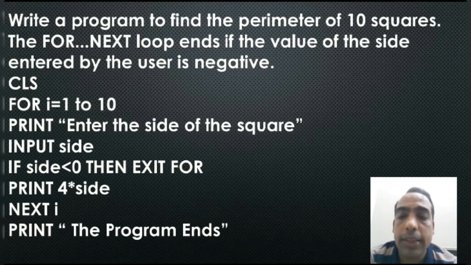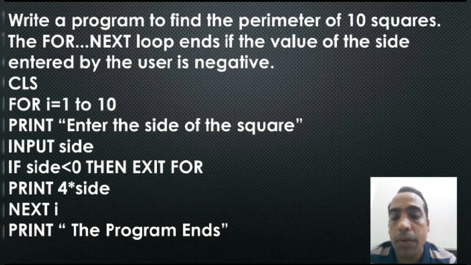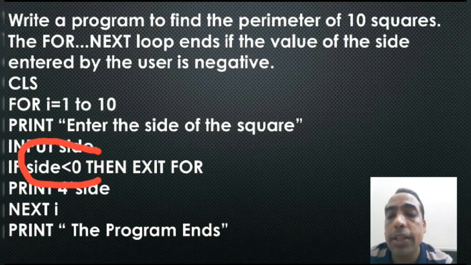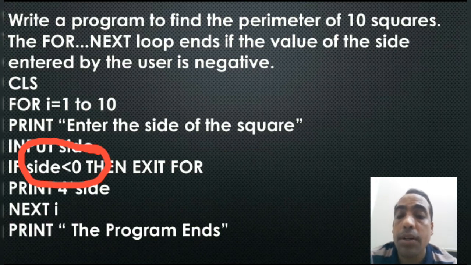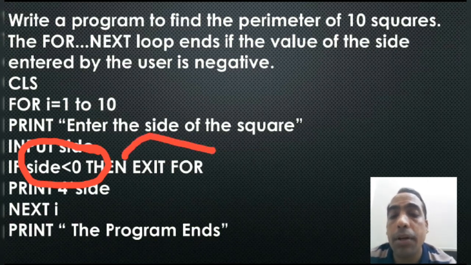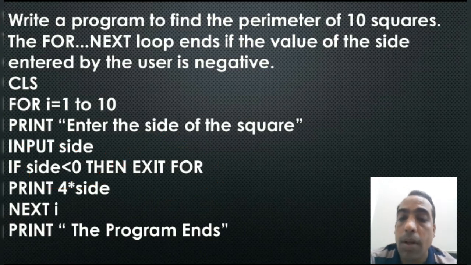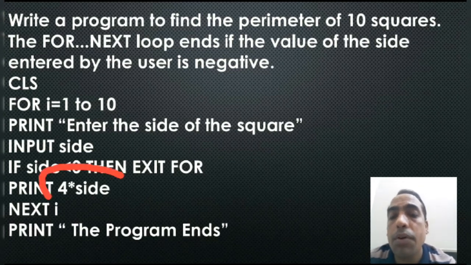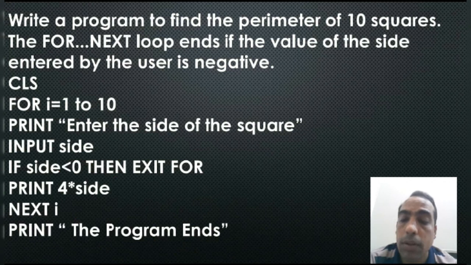For this we have to write CLS statement to clear the output screen. After that, for I equals to 1 to 10. Print enter the side of the square. Input side. If side less than 0, then exit for. When we enter the value of side less than 0, in this condition, exit for statement will run. After that, print 4 into side. Here 4 into side is the perimeter of a square. Next I print the program ends.